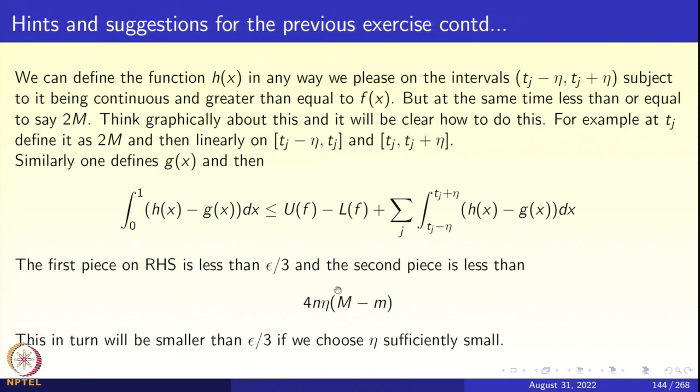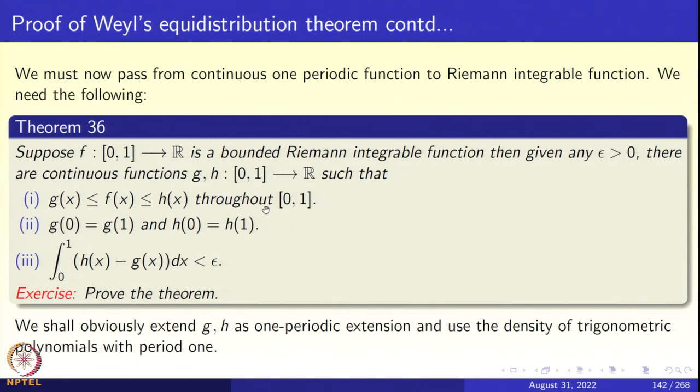Now we could have chosen the eta so small at the very outset, so that this whole thing is less than epsilon by 3. So if you do that, then the integral from 0 to 1 of h of x minus g of x dx is less than epsilon by 3, and we would have proved the result that we are looking for. So theorem 36 has been established and this exercise has been worked out, except for some details such as drawing some pictures, which I urge you to do.